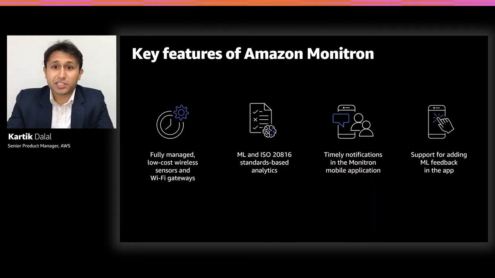Finally, with just a few taps in the mobile app, technicians can add feedback on the alerts received. Monitron continuously improves the underlying machine learning model performance based on this feedback. By offering this ML feedback loop in the app, we are taking the power of machine learning and putting it in the hands of the end users, which is reliability managers and technicians.